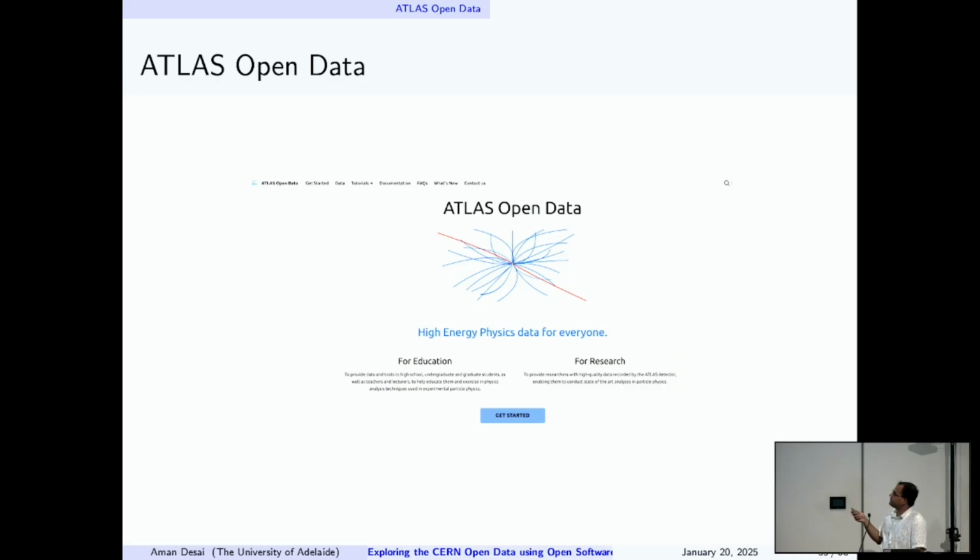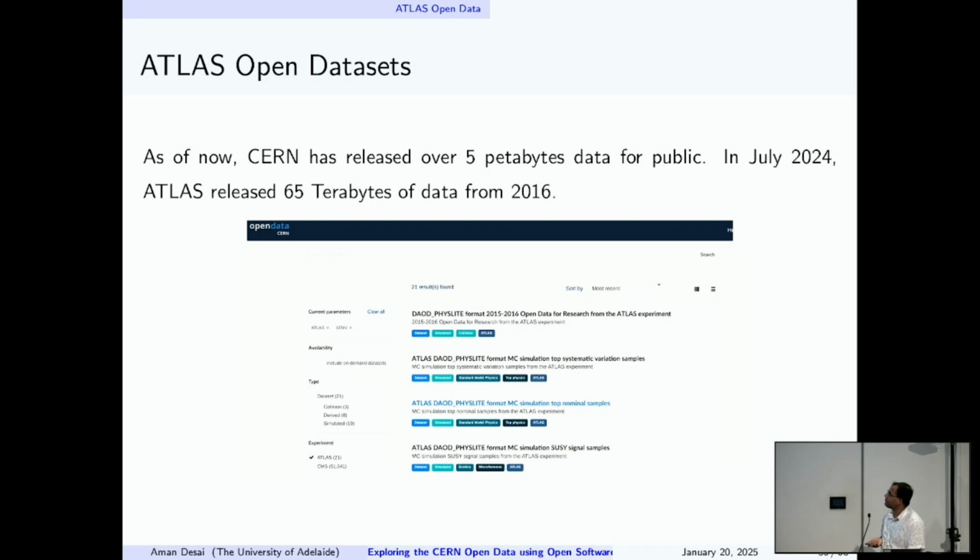This is the website, which has tutorials. You can play with the interactive tools there. There's also how to do some research with high quality data, which is recorded by ATLAS. So there are several types of data, which could be for research or education. So we also have high quality research data.